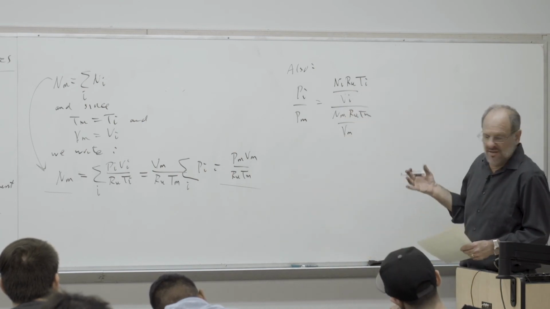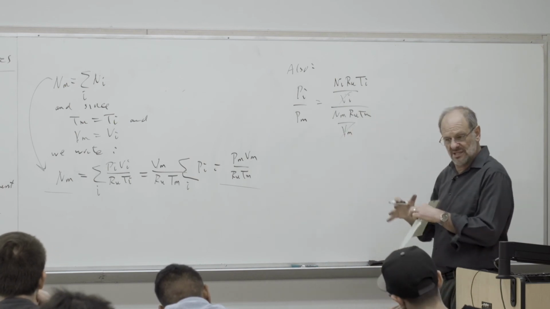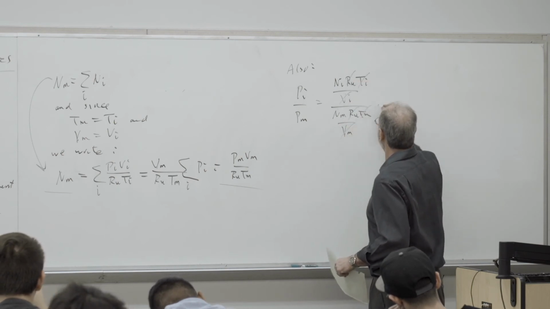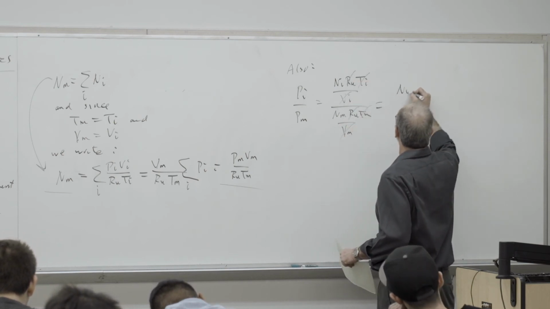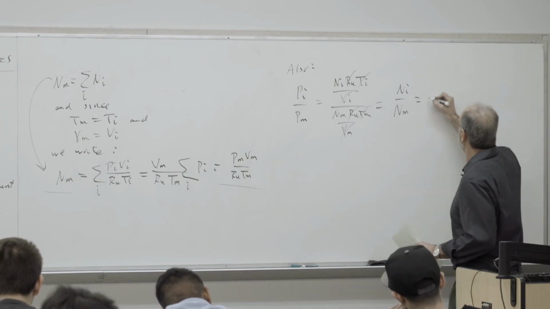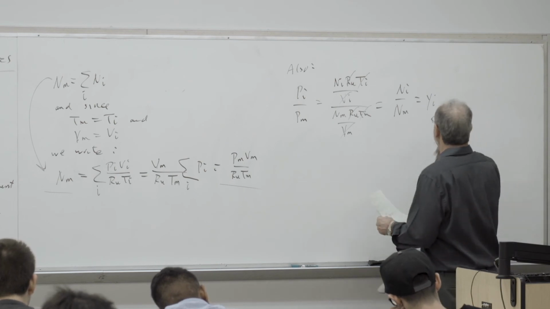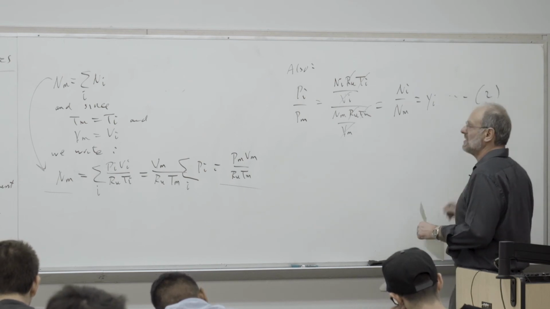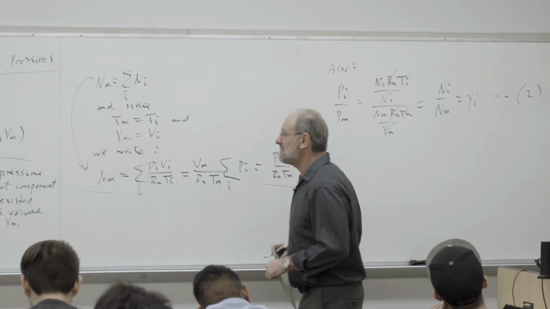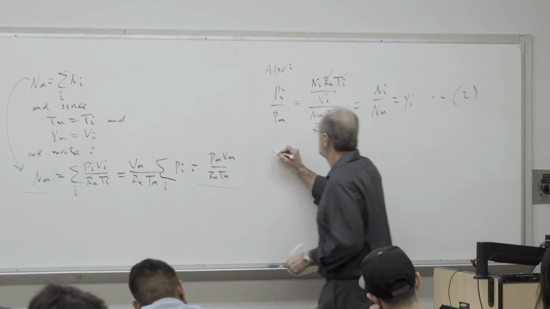And again, the volume is the same for each component as it is for the mixture. The temperature is the same. The gas constant is the same. And we just end up with Ni over Nm, which again is just the mole fraction. Okay. So this equation I'm going to call equation 2, and we'll get back to it in a little while as well.